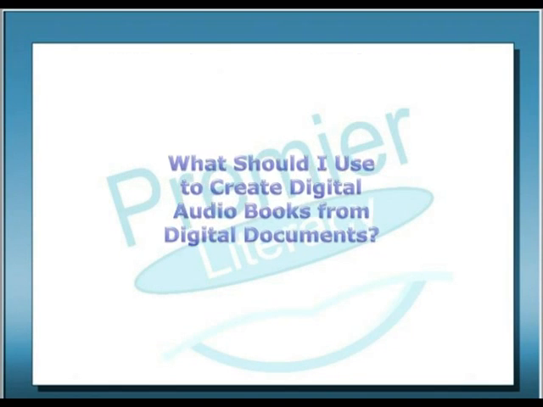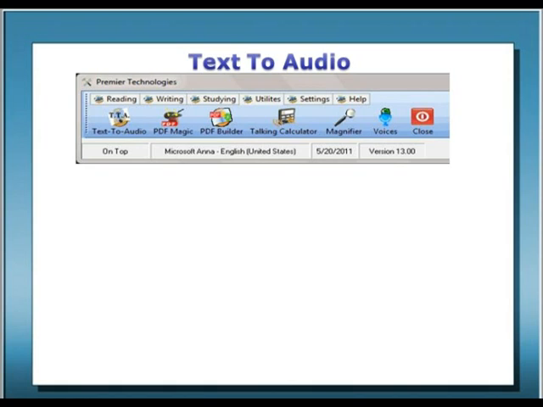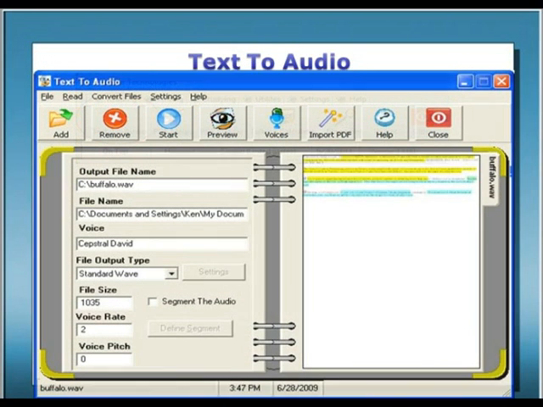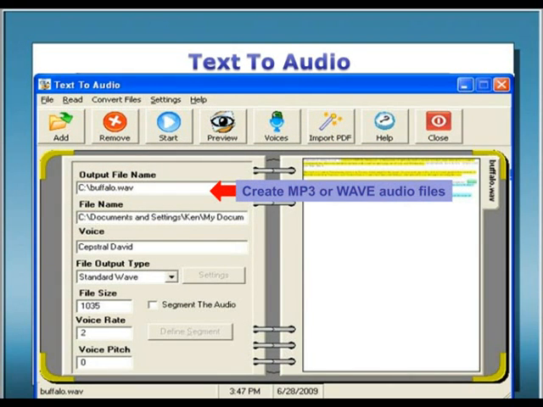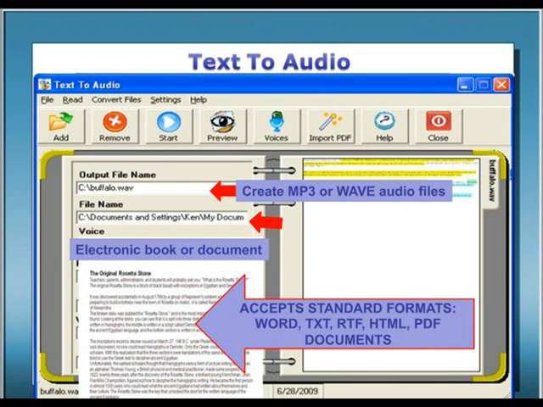What should you use to create digital audio files from digital documents? Text-to-audio is the perfect utility for creating digital audiobooks from digital text files such as ebooks or other electronic documents. Text-to-audio can create both industry-standard MP3 and WAV format files that can be saved and played on MP3 players, CDs, and even your computer. Text-to-audio can use any standard file formats such as Microsoft Word, TXT, RTF, HTML, and even PDF as input to the audio creation process. Text-to-audio is perfect for creating your own audio lessons that you can listen to away from your computer when you are studying or doing other activities such as traveling or exercising, where having a book or other document is not necessary or convenient.